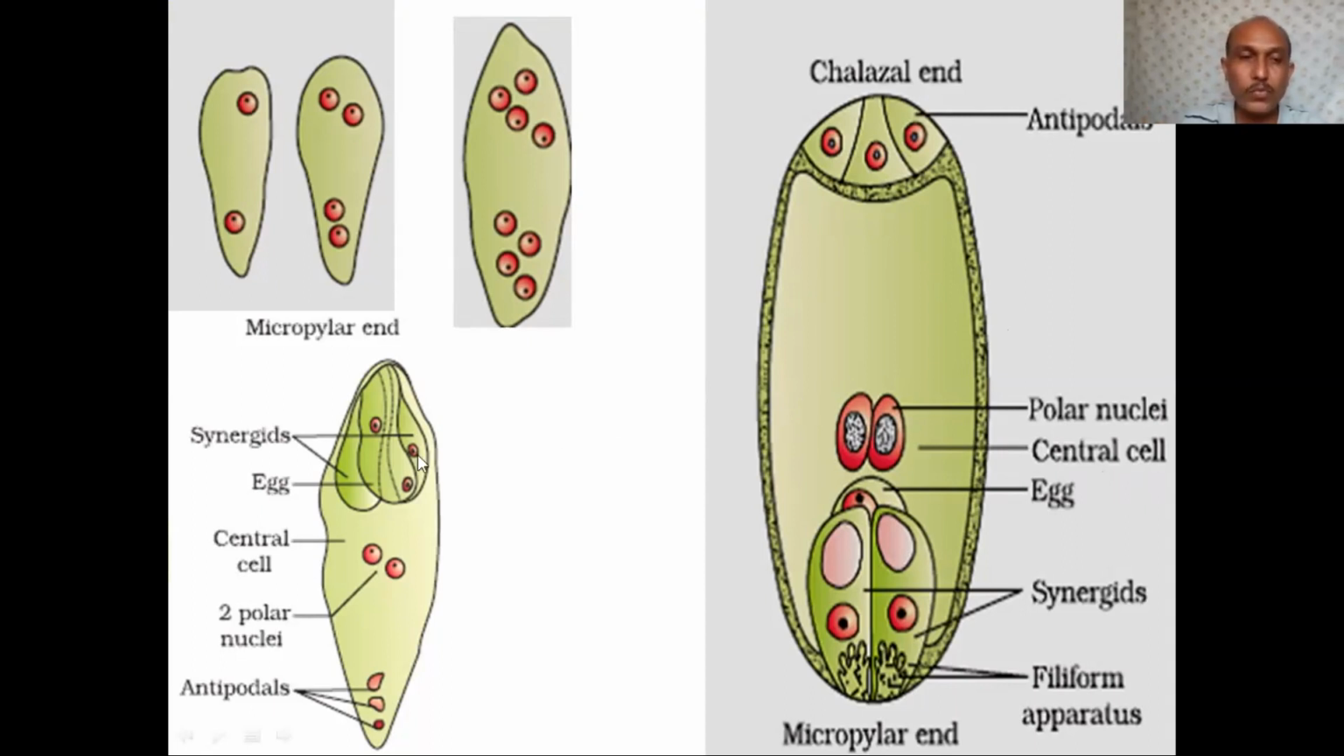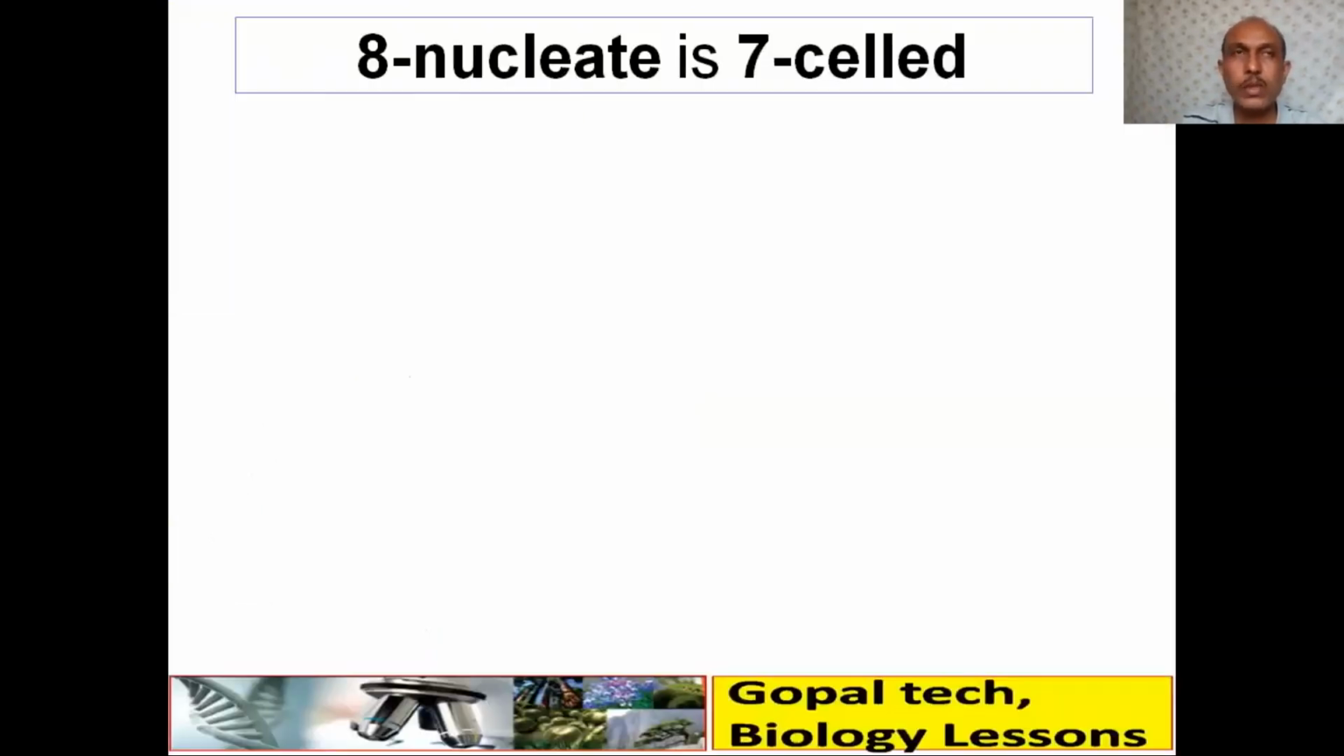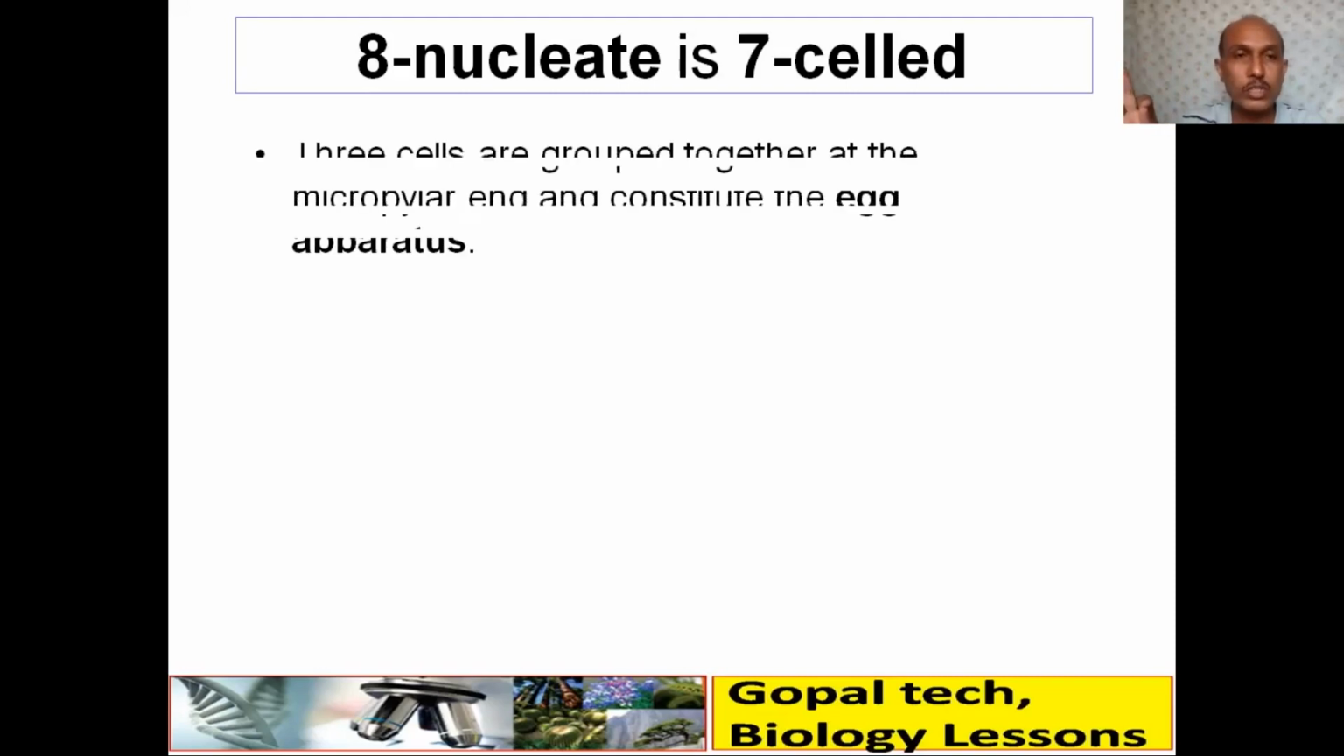And this, after fertilization, see here: 2 polar nuclei, 3 antipodal cells, 1 egg cell and 2 synergids. So this is how the structure is. So this embryo sac is called 8 nucleate and 7 celled. This is a very important question, it will be asked again and again.